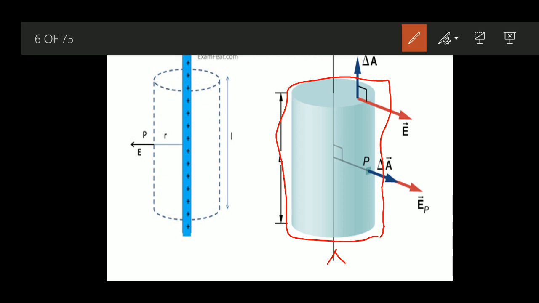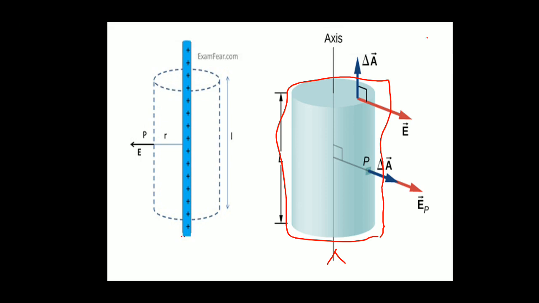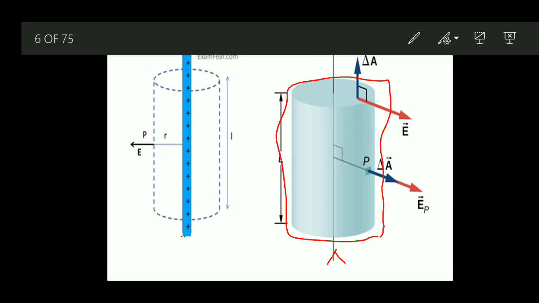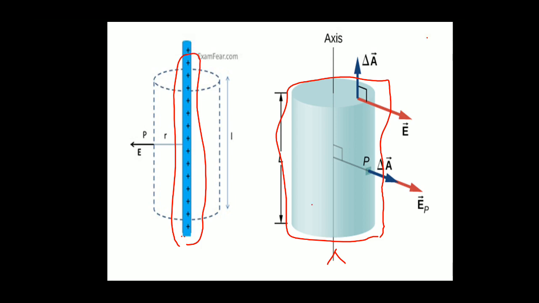For this type of charge distribution, can you see this blue wire which carries the charge? For this arrangement, the dotted lines represent a Gaussian surface. Here the cylinder is a Gaussian surface. Now some letters are represented here: electric field, area vector, and all those things we will study.